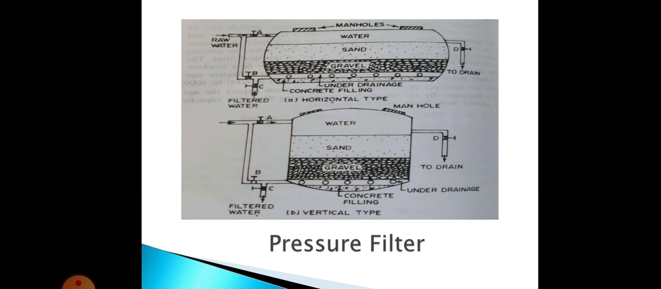and mainly they are used in clarifying softened water, that is hard water after it has been softened. In order to clarify it, we use the pressure filters, and also at industrial plants, and they are also mainly used in treating swimming pool water which has to be recirculated. So these are the main uses of a pressure filter.